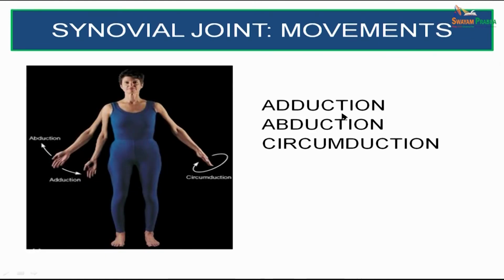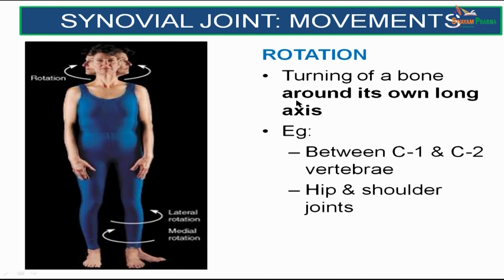We have abduction, that means we move the arm away from the body, or we have adduction, we move the arm towards the body, and a combination of them called circumduction, which is a circular movement. We have the movement rotation, in which there is rotation of the bone along its long axis between C1 and C2, or we may have rotation in the hip joint or the shoulder joint.